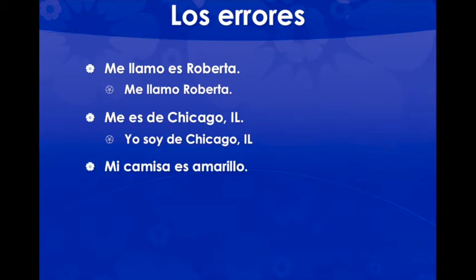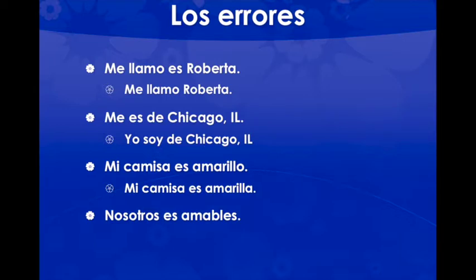We need to make adjectives agree here. My shirt is yellow because mi camisa is feminine. It ends in an A. Amarilla also needs to end in an A, so it agrees in gender and number. It's singular and feminine. Conjugating the verb ser here, if we want to say we are kind, we'd say nosotros somos amables.